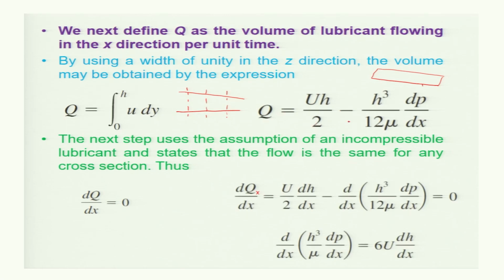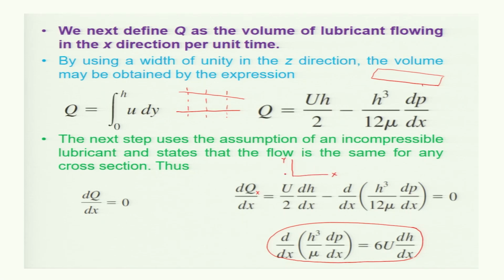Substituting this and integrating, we get d over dx of u h divided by 2 minus d over dx of h cube divided by 12 mu dp over dx is equal to 0. We have the equation d over dx of the bracket h cube divided by mu dp over dx is equal to 6u dh over dx. Now this formula we obtained considering the flow only in the direction of x and taking the element in the plane of x and y.